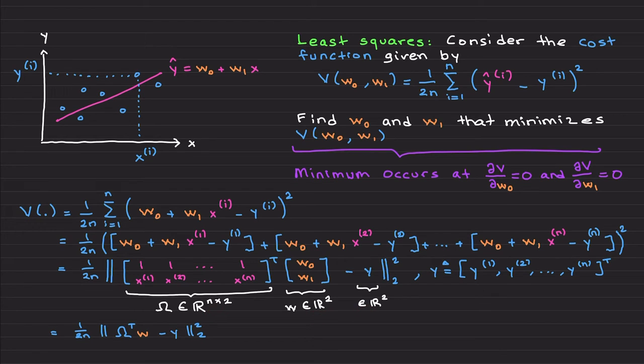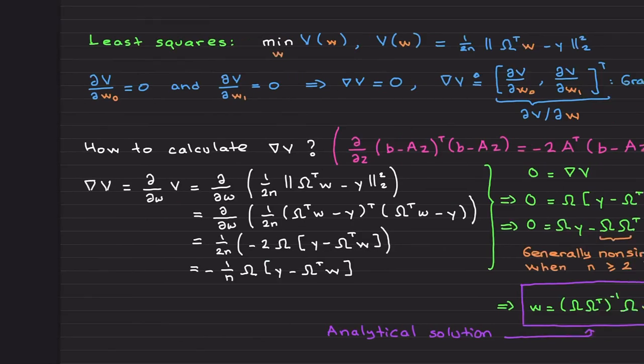So basically, I wrote this cost function as 1 over 2n, Euclidean norm to the power of 2 of this representation. All right? And I will try to minimize this equivalent cost function to find the optimal W0 and W1 that fits to these points in a least squares optimal fashion.